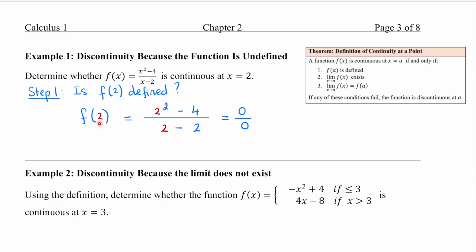If we plug in x equals 2, the denominator becomes 0, so the function is not defined at x equals 2. Since the function is not defined at x equals 2, the function is not continuous at x equals 2.